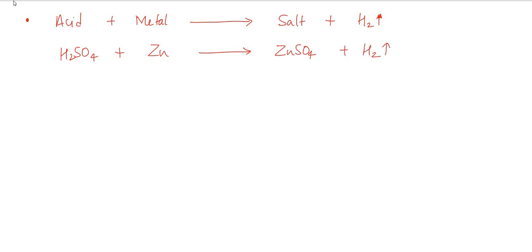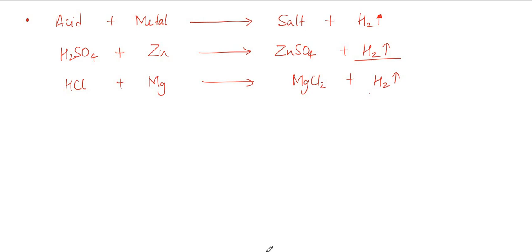Considering the other example like HCl, it is hydrochloric acid and it is reacting with magnesium. It will form MgCl2, magnesium chloride, that's a salt, and H2 gas will liberate. So whenever an acid reacts with a metal, it forms salt and liberates hydrogen gas. It is a chemical property of acid which you need to learn.